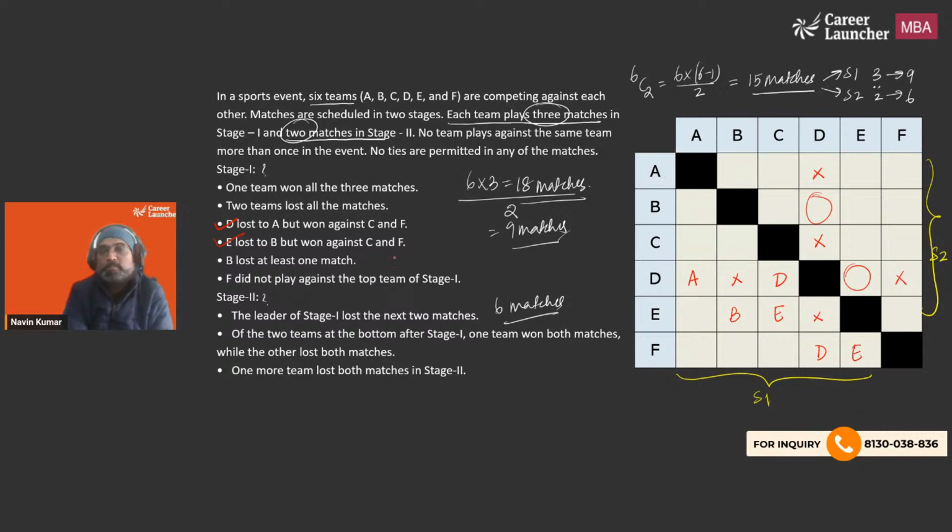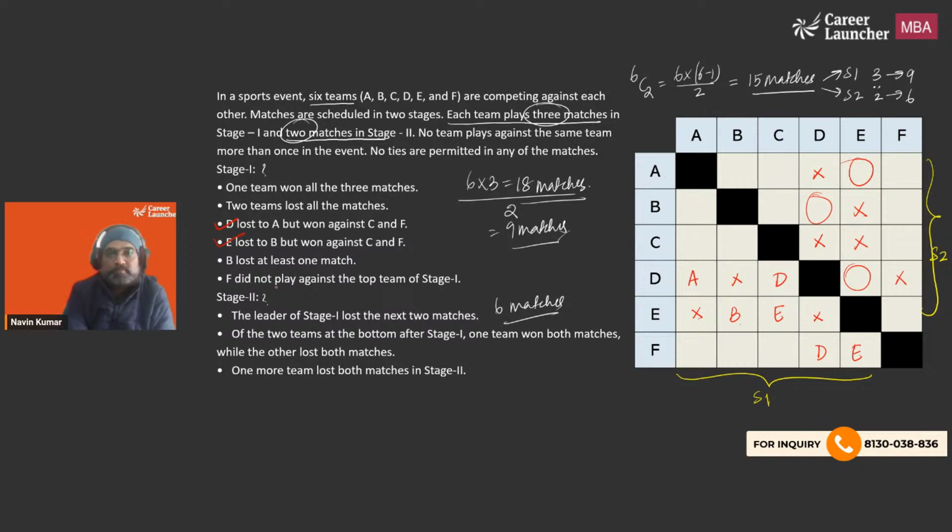Now E was also supposed to play 3 matches. It has already played 3 matches, so it doesn't play against A. So A and E will play in the second stage because they did not play in the first. Between B and E, they have already played, so they won't be playing. Between E and C, they have already played in the first stage, so they won't be playing in the second stage.